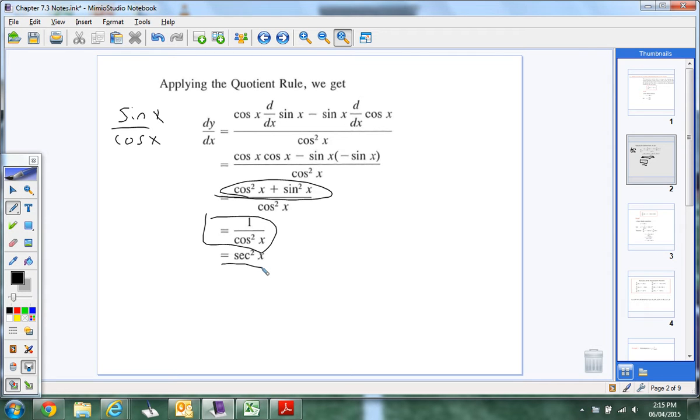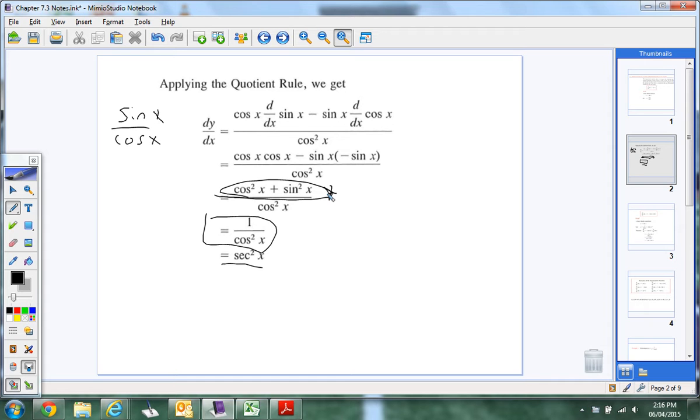That's why I want to show it to you, because it gives you that identity on the top. This is kind of the guy that you want to hope for. That really helps you because it becomes a 1. 1s are easy to work with. Any questions with that? Okay, so that's where the derivative of tan comes from. So derivative of tangent is secant squared x.